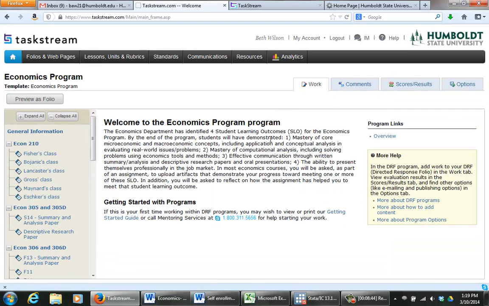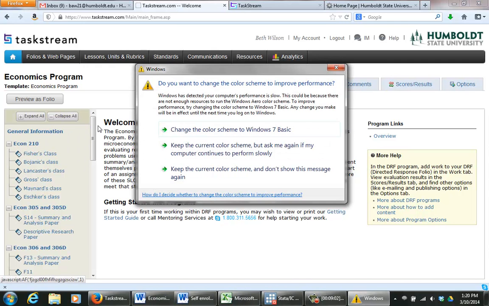And when we go in here, the first thing we see, of course, are all of our student learning outcomes. And notice it also is telling you that in each of your classes you're going to need to upload an assignment and reflect on how well it helps you to make progress to meeting one or more of the student learning outcomes.